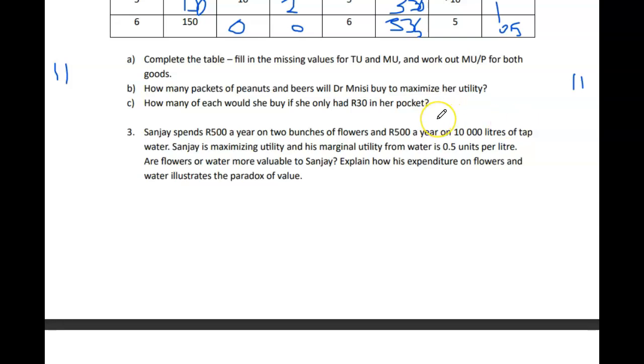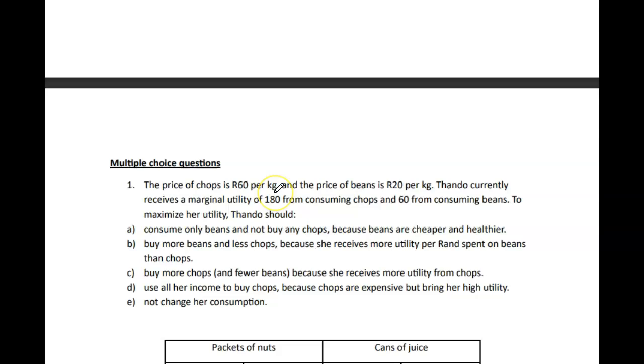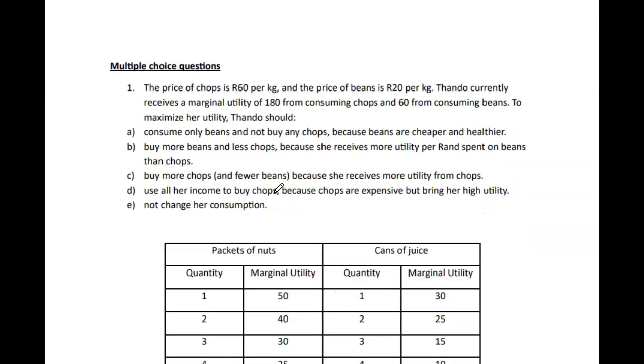So the paradox just explains that water is very abundant, and that is why it's cheap, unlike flowers, which are rare. So that is how you do it, right? Because it doesn't make sense why this is more expensive, right? But that's a paradox. Okay, so this is very easy.